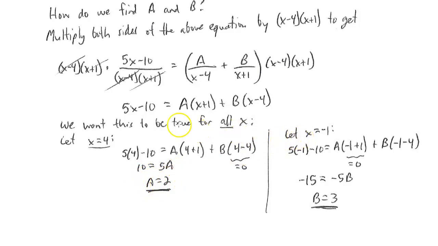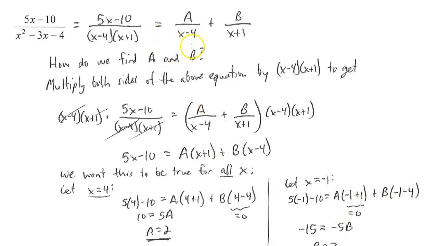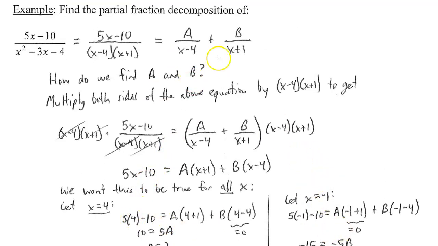Now if we let x be negative 1, why did I choose negative 1? Negative 1 is the value of x that will make this be 0. On the left side, 5 times negative 1 is negative 5, minus 10, we get negative 15. On the right side, we have a times 0, because negative 1 plus 1 is 0, plus b times negative 1 minus 4, so b times negative 5. So negative 5b equals negative 15, so b is 3. We found the partial fraction decomposition: a is 2 and b is 3.